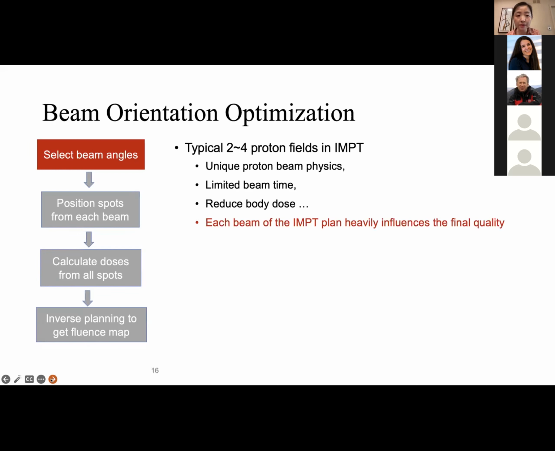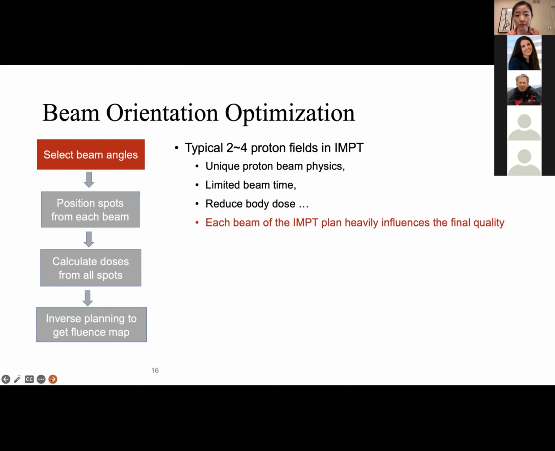First, how many beams are usually used for proton therapy, for IMPT? The number is typically 2 to 4 proton beams. This is because of the unique proton beam physics and the limited beam time, because in many centers the beamline is shared across different treatment rooms. We also want to reduce the body dose. That's why we don't want to shoot too many beams.